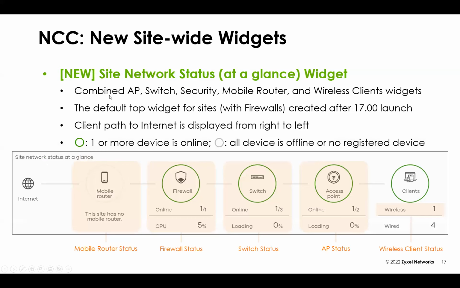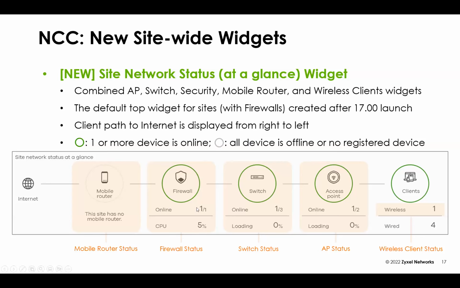Now, some other widgets that we've done at a glance is we also added a change to how these things are shown on the main page. So we have our mobile router, which is going to be our LTE outdoor router. Then we have our firewall, our switches, our access points, and our clients. But what you'll end up seeing is now we've made some changes to how this is displayed. So if you have a green circle around that particular icon, that means that the device is online. If it is a gray circle, that means it is offline.